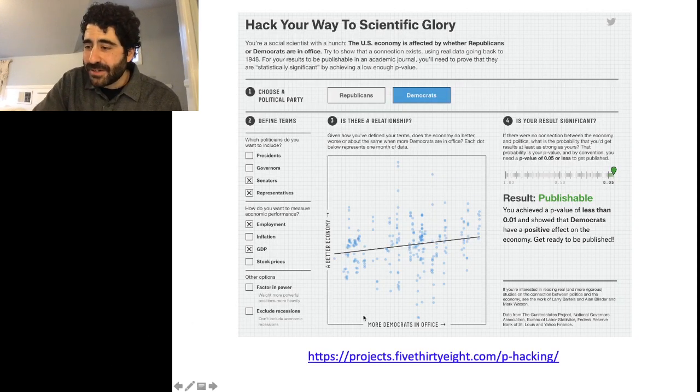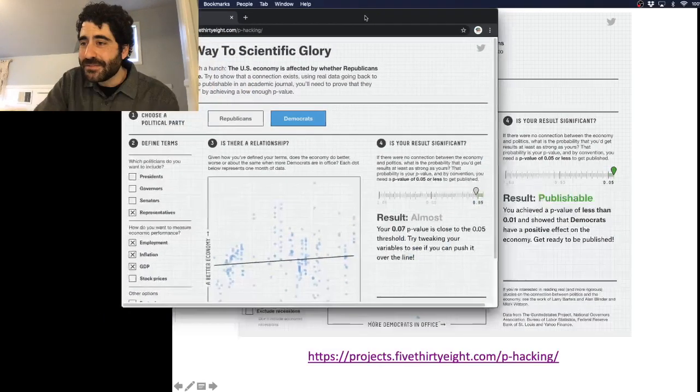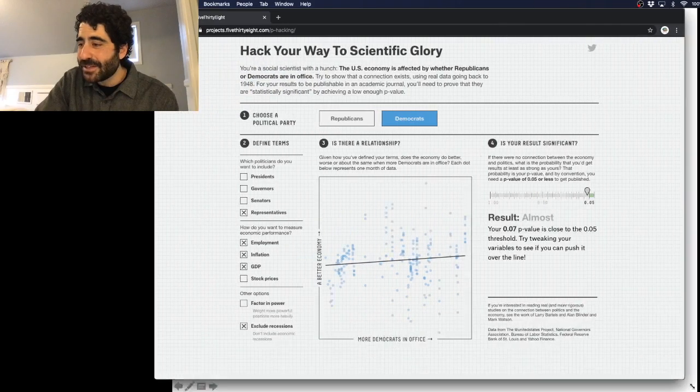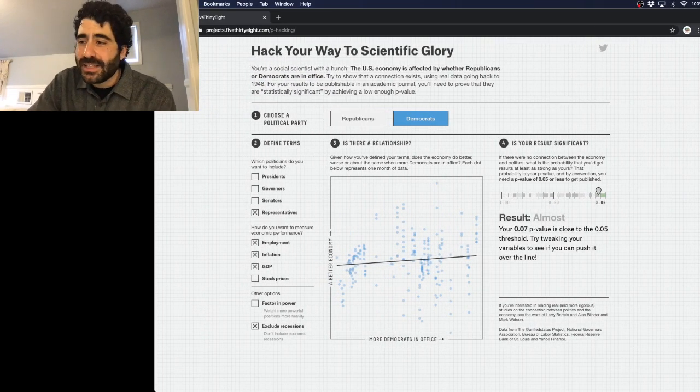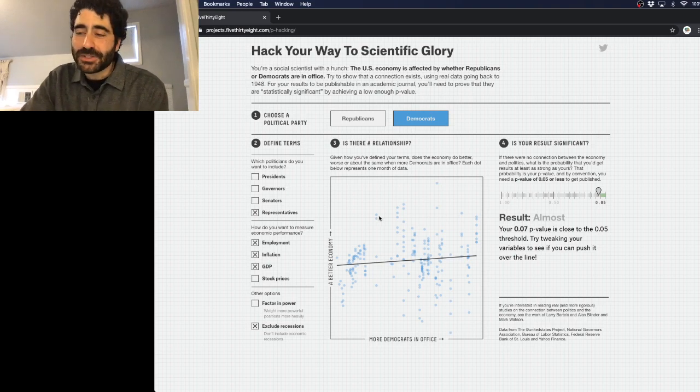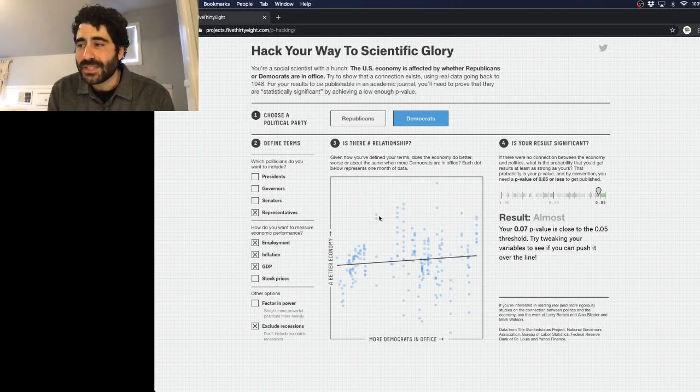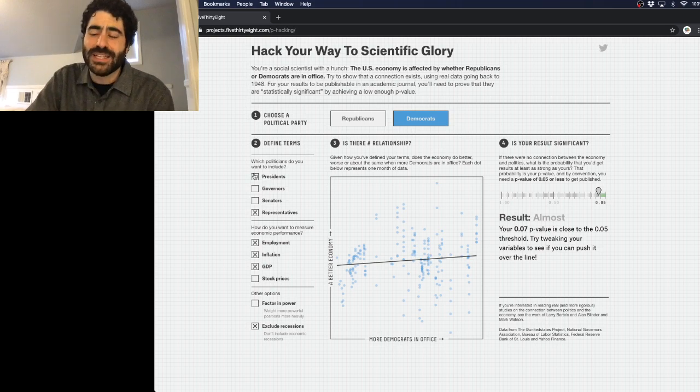So the 538 website also made a fun little demonstration of this, which is kind of interesting to play with, which is that basically they're saying, let's say we want to try to prove a hypothesis about Democrats or Republicans in the United States being better for the economy, right? And the idea here is that the statement I just said, let's say the Democrats are better for the economy, right? When Democrats are in power, the economy is better. The problem is that statement is quite vague, right? What does it mean for Democrats to be in power? How do we want to judge? Does that mean like when there's a Democratic president?